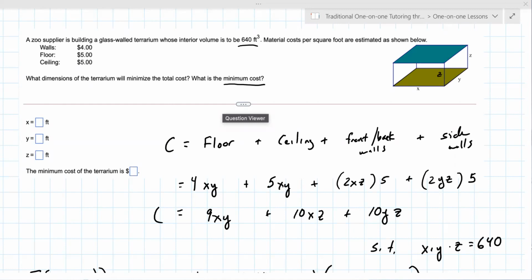Give me just another moment here to figure this out. The first calculator didn't give me anything useful. Yeah, I'm looking to see.